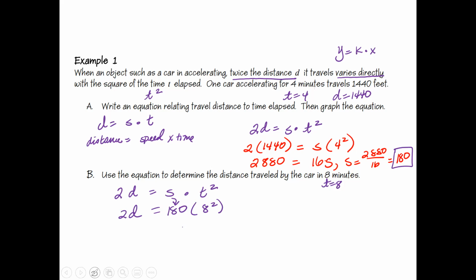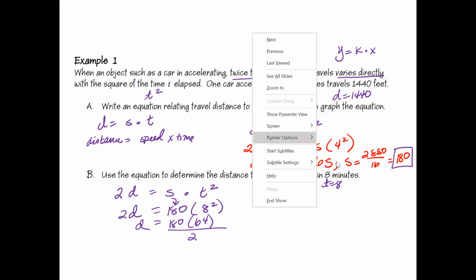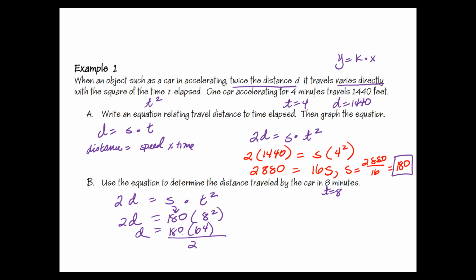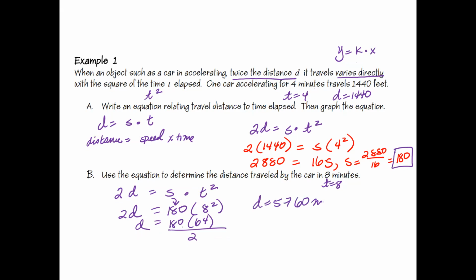2d. Well, let's go ahead and figure that out. What is 180 times 64 divided by 2? So then with my calculator, which you guys have as well, 180 times 64 divided by 2, 5,760 miles. And that's how you work this problem.